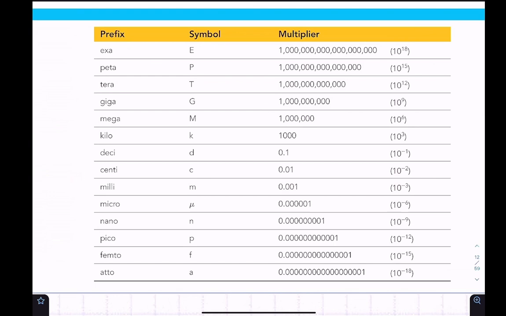Let's see if I can highlight some of the more common ones. So kilo is a very common one, centi, milli. Those are probably the three most common, and then maybe micro also. And that's kind of the range that most of the numbers we're going to use are going to be within. So if you get those four down really well, that's going to go a long way. The other ones are kind of on top of that.